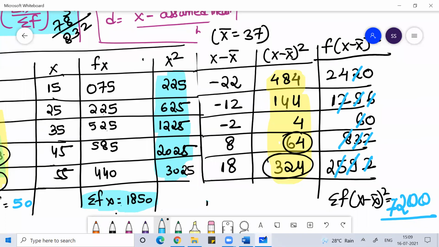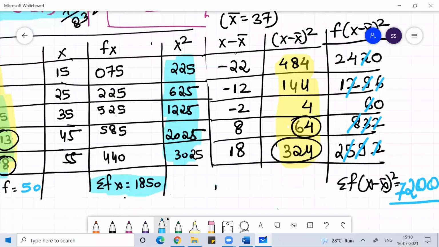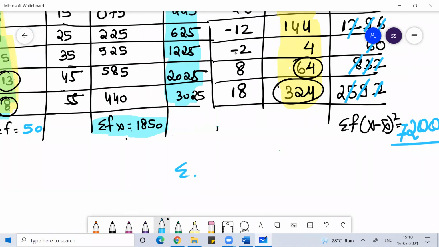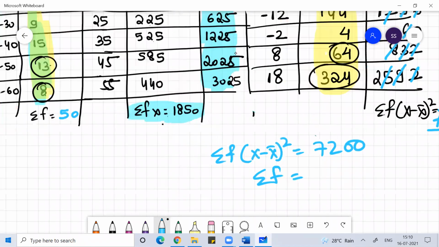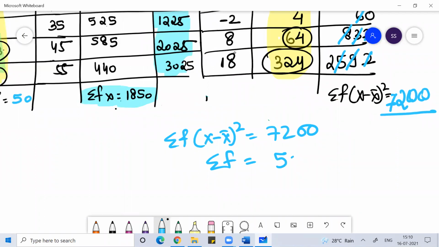Clear everyone? Let me know if there's any calculation mistake, anything. So once you get this, sum of f into x minus x bar whole square is 7200 and sum of f is 50. I can find the standard deviation.